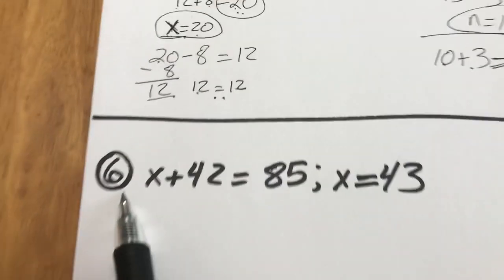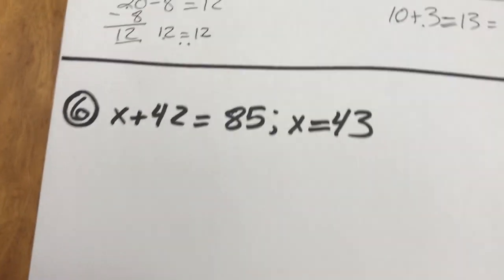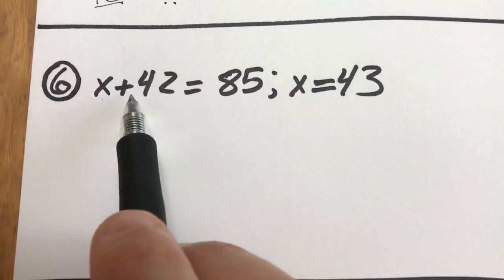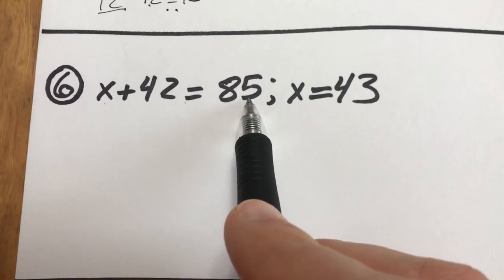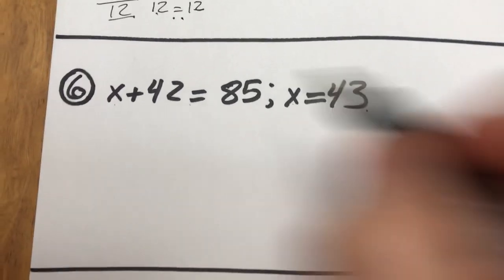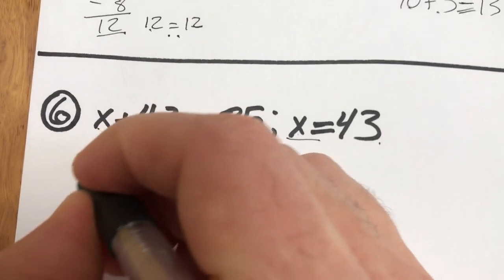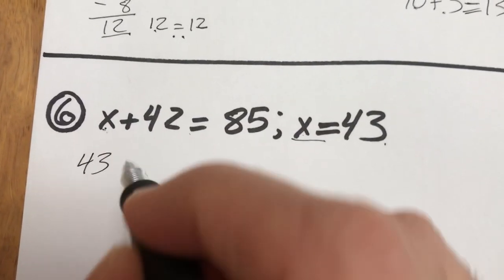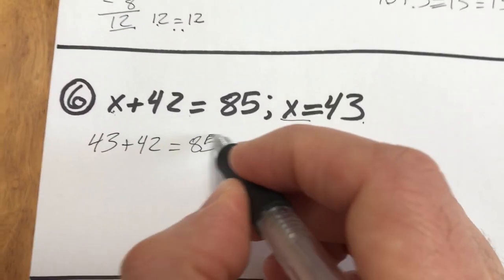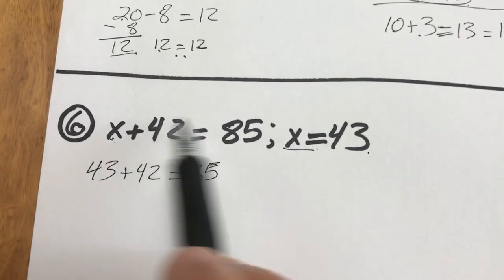When you jump down to problem number 6, problems 6 through 11 say, tell whether the given value is a solution of the equation. So x plus 42 equals 85. Is x equal to 43? So now I'm going to plug in 43 for x, because that's the value that I have here. So I'm going to say 43, which is x, plus 42, is that equal to 85? So is the given value of x true for this equation?